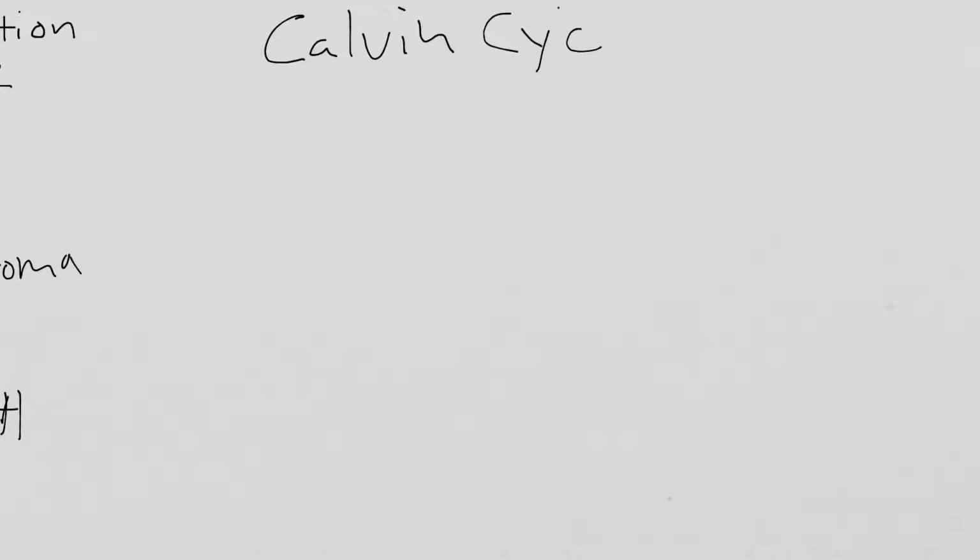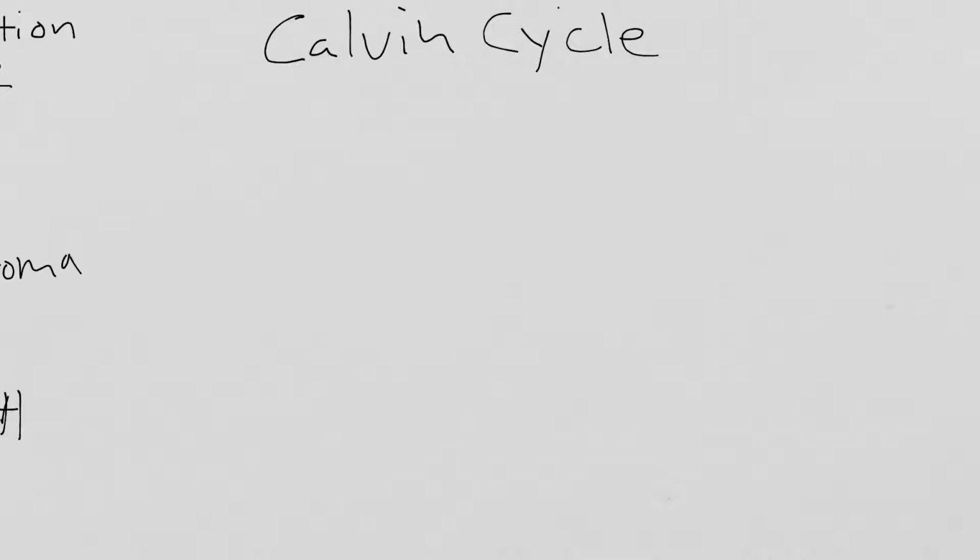Now, this one is kind of confusing. Well, I don't think it's confusing, but a lot of times when we have things named after scientists, they're not self-explanatory. And so you're just going to have to memorize that the Calvin cycle has to do with photosynthesis.